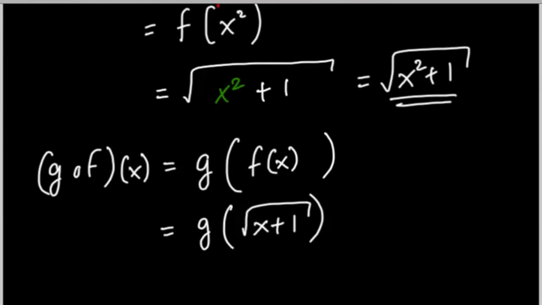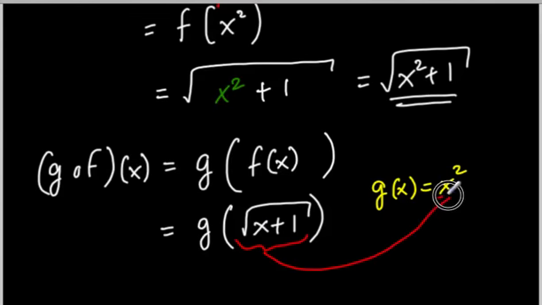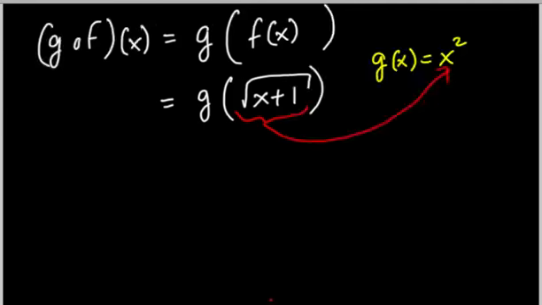And what I'm going to do, just to show you over here, is that we said that g of x is equal to x squared. So what this means, like before, is that the argument now of g is the square root of x plus 1. So we take this and we replace x with it, all right?